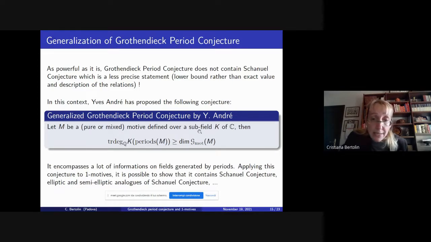And the generalization is that we don't suppose that the motif is defined over Q bar. It can be defined over any subfield K of C. Now, as you see in this conjecture, we know which are the periods of M. We have to compute the dimension of this motivic Galois group. In the case of an abelian variety, the motivic Galois group coincides with the Mumford-Tate group. So if you don't know what a motivic Galois group is, you can write here instead the Mumford-Tate group of M. In the case of one motif.